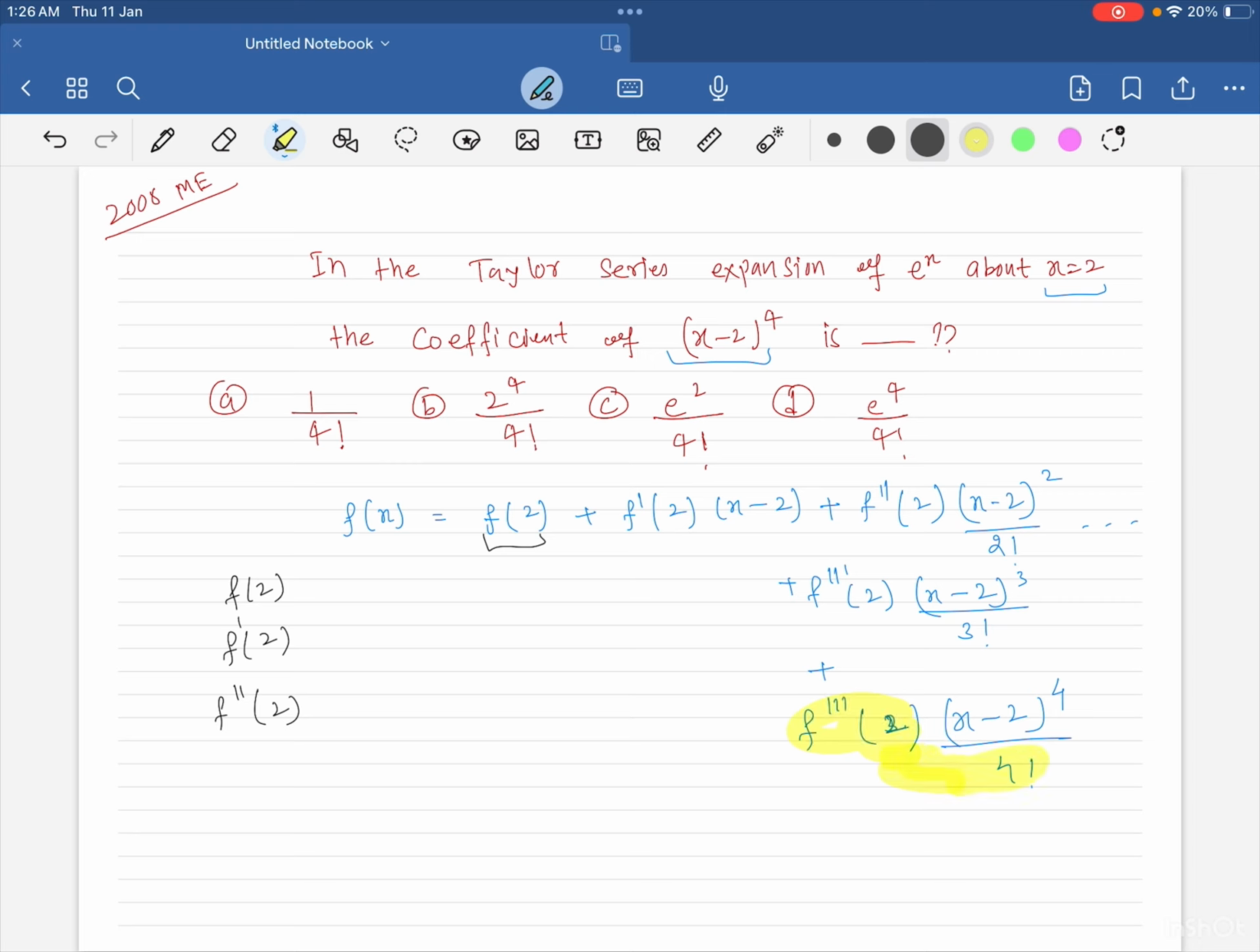So this is what you have to evaluate. Now here it is 4 times. So if you take the derivative of this e to the power x 4 times, that is going to be e to the power x, and we have to find this at x equals 2, into 1 divided by 4 factorial, right? So that is going to be e to the power 2 divided by 4 factorial. So the correct answer for this is which one? Option C.